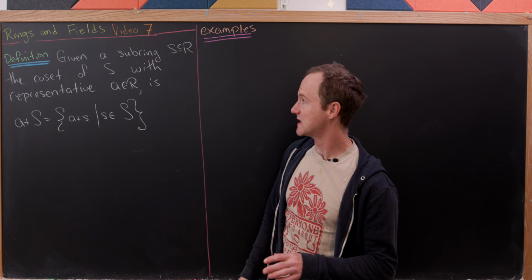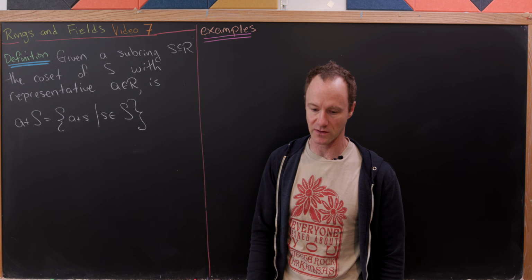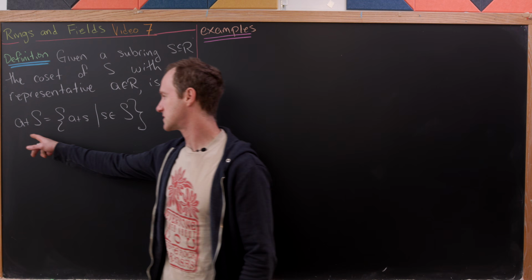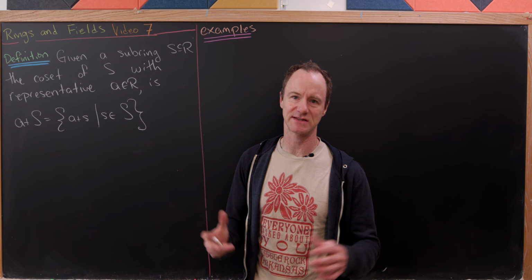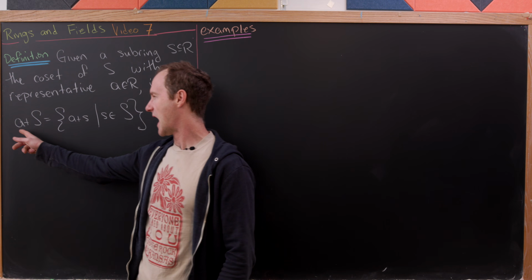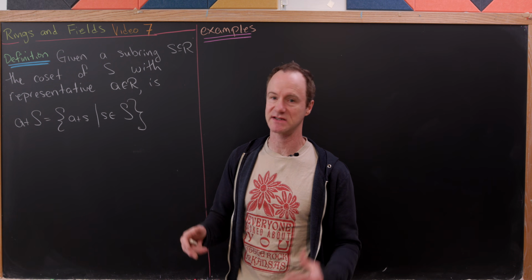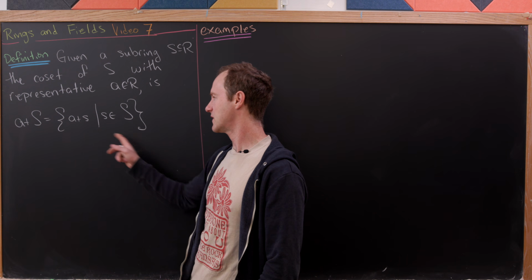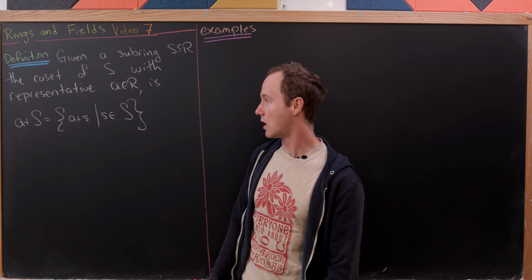Then the coset of S with representative a, where a is an element of R, is written like this. It's a plus S. We're not really adding a and S. They're different types of things. a is an element and S is a subring. That's just our notation, a plus S. That's going to be everything of the form little a plus little s, where s ranges through all elements from our subring S.